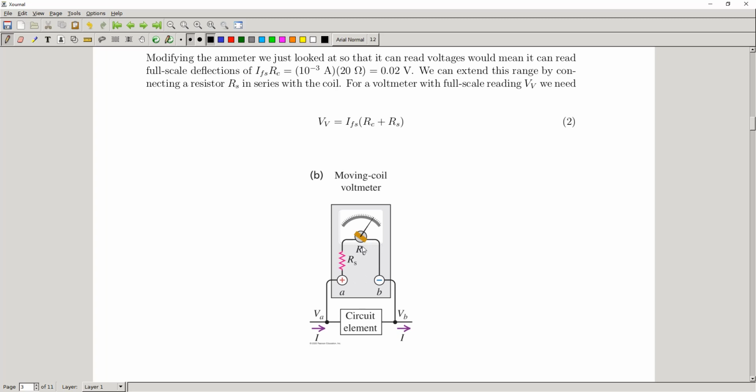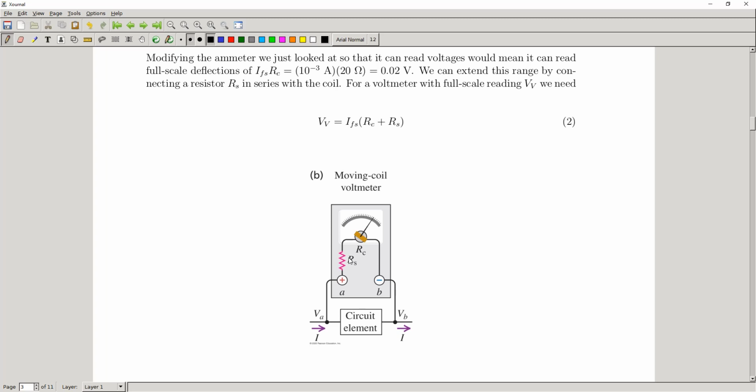We still have the same RC, and we still have the same current required to push our RC in such a way that the meter reads something on our dial here. But now we have it hooked up in series, not in parallel, with RS. RS is an additional resistance that we put in series with our coil that allows us to read different scale voltages. So we have to choose the appropriate RS so that our scale falls within the range of what we're actually trying to measure.